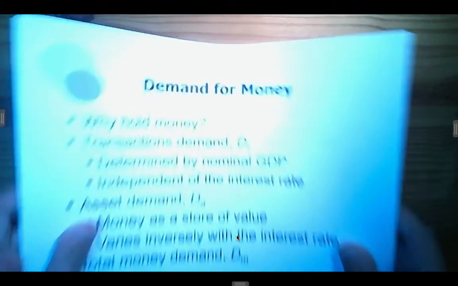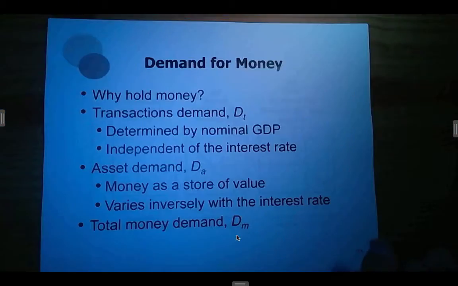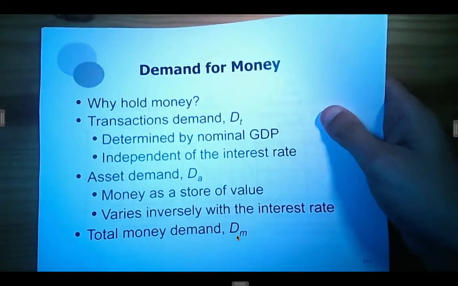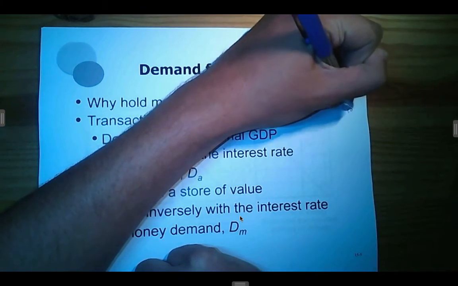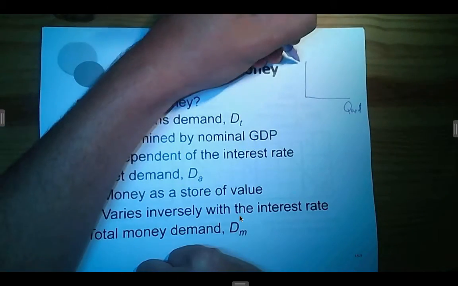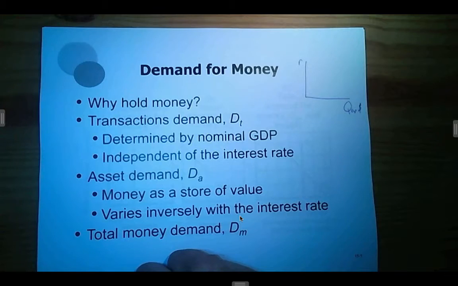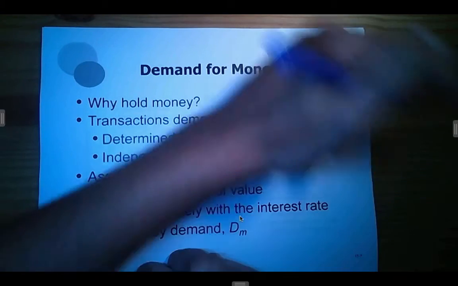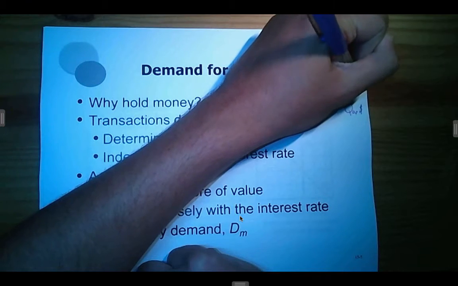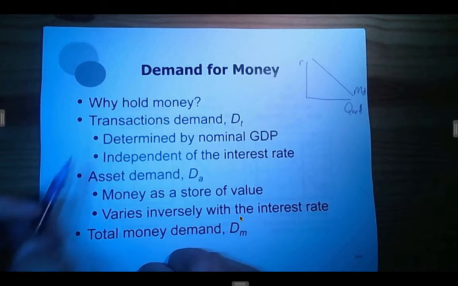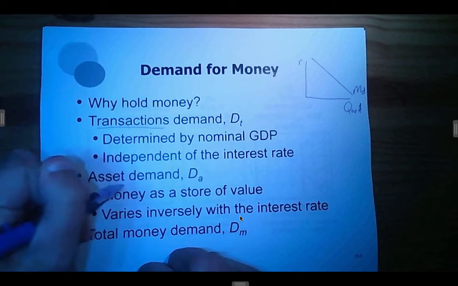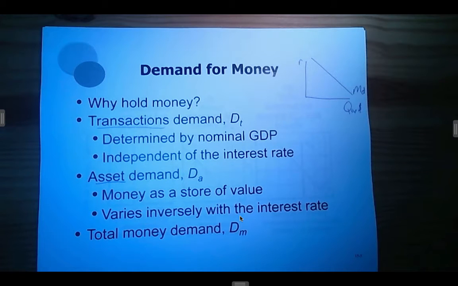So let's go a little bit into more detail about what the demand for money looks like then. Remember, what we drew here is quantity of money and the interest rate, or R. And what we said is that the money demand, the demand for real money balances, is downward sloping. Two primary reasons for that. There's a transaction side to this and an asset side to this.